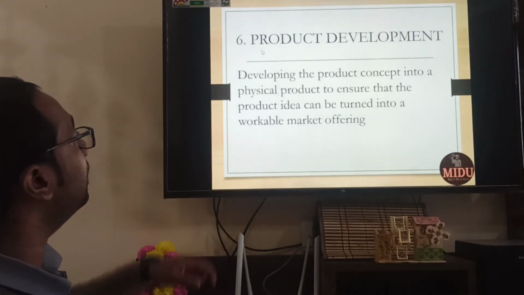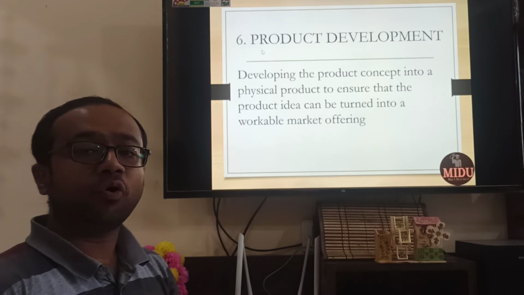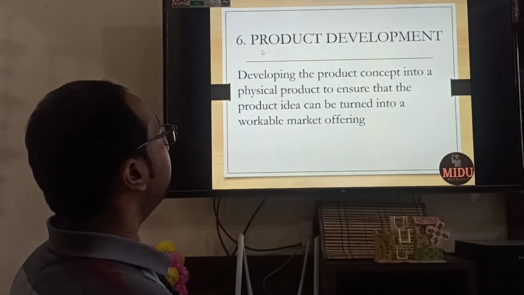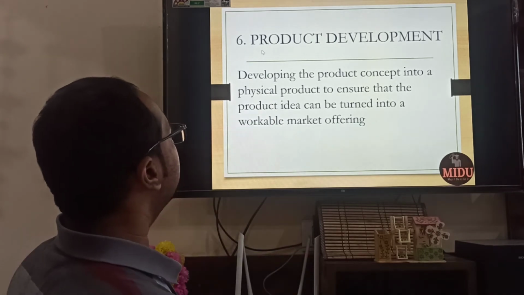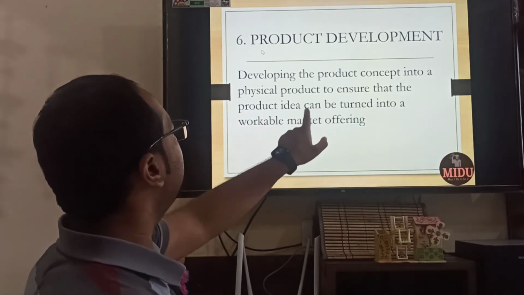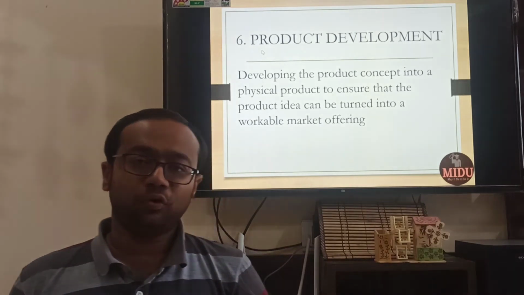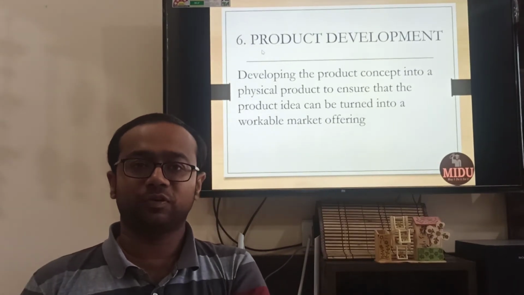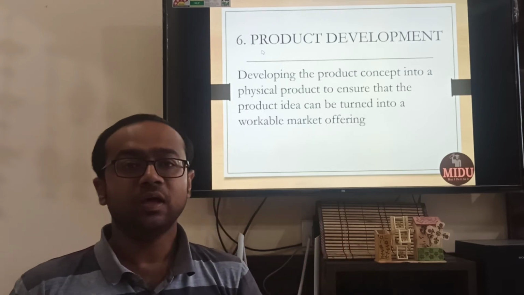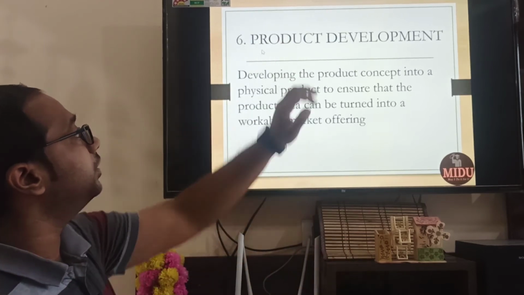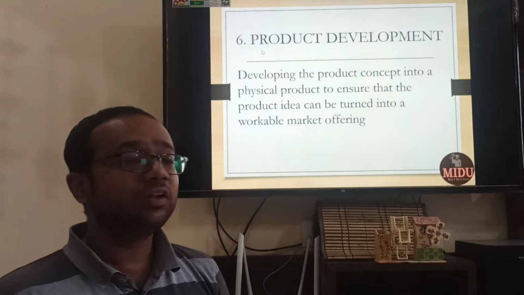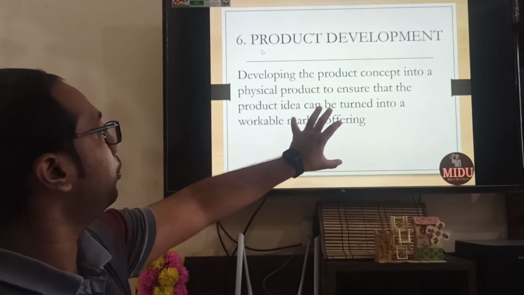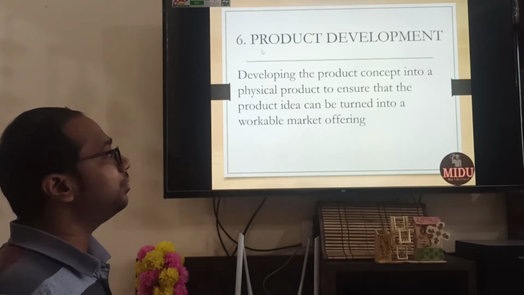Then we go to the sixth step, which is product development. After all this is done, the actual development step comes. Developing the product concept into a physical product to ensure that the product idea can be turned into a workable market offering. Till now everything was in the document phase or the prototype phase. Now we are actually developing a product. In this step number 6, the concept stage is developed into a physical product, ensuring that it can be turned into a workable market offering or not.